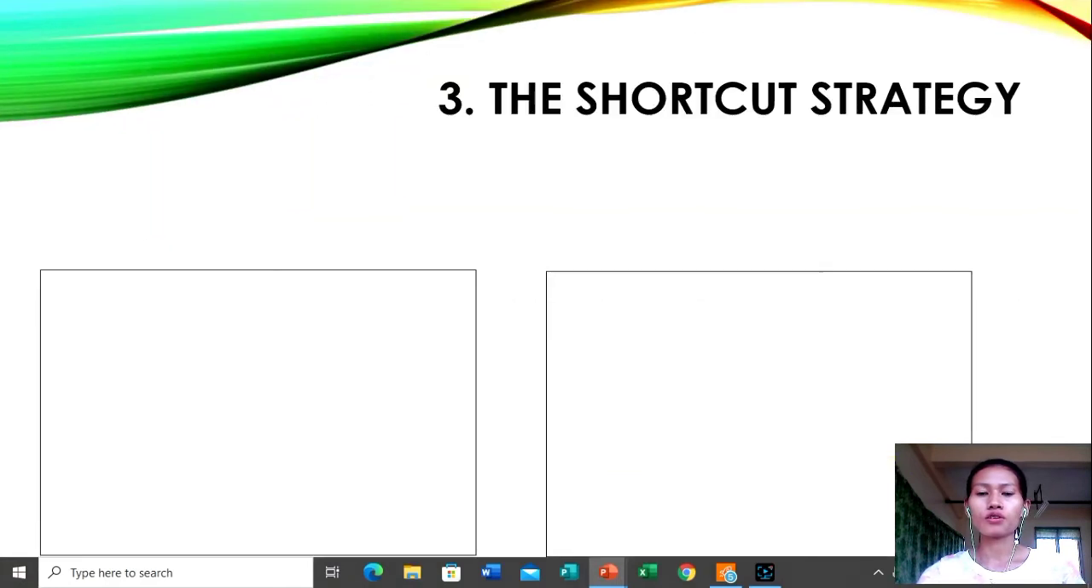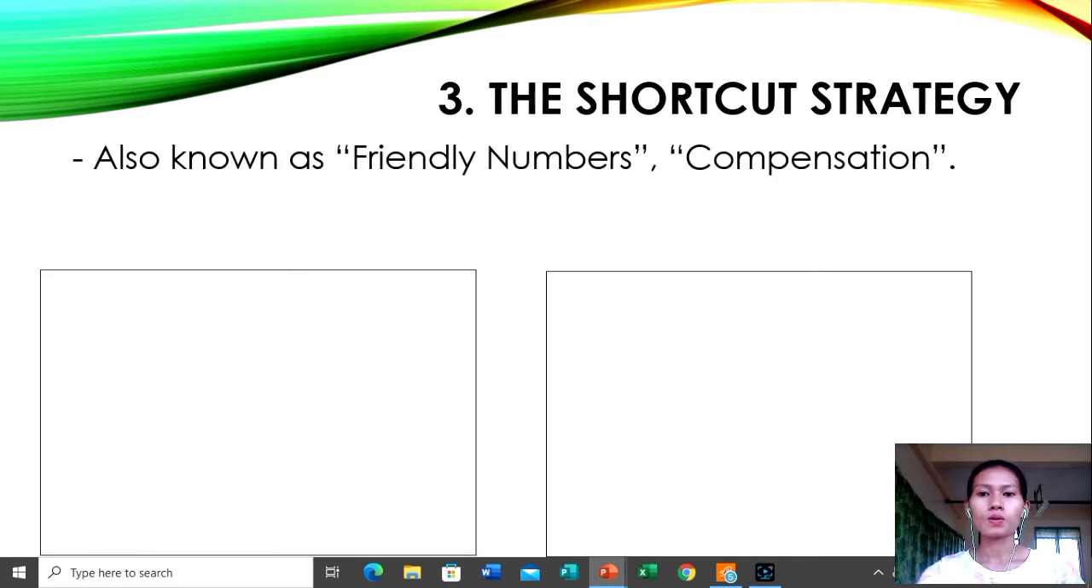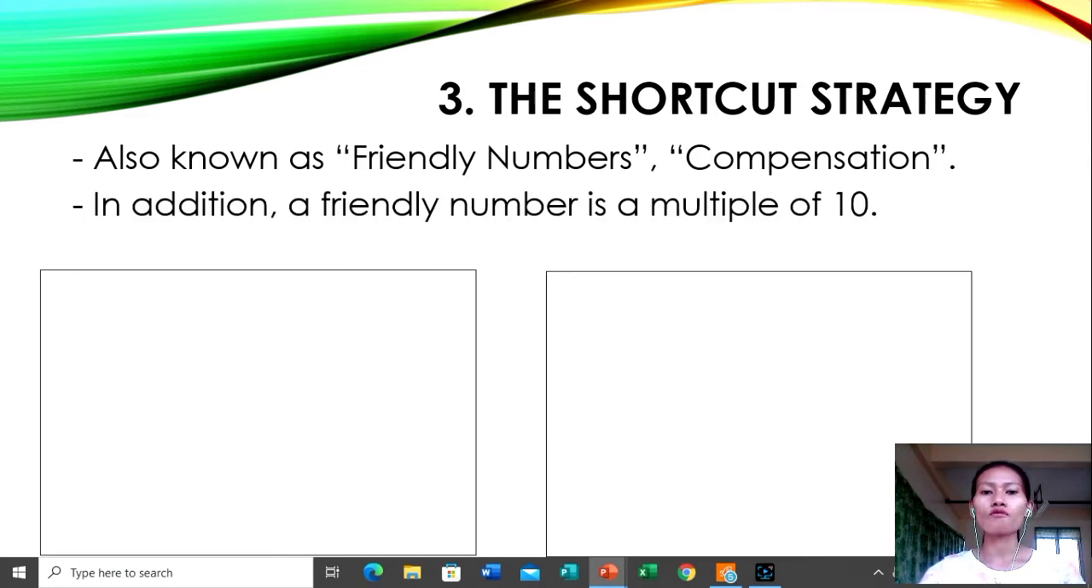Then, we have the third strategy, the shortcut strategy. So, how do we use the shortcut strategy in addition? So, shortcut strategy is also known as friendly numbers or compensation. So, shortcut strategy is changing one's number to a friendly number. So, in this case, in addition, a friendly number is a multiple of 10. So, to use this shortcut strategy, we have the example, 39 plus 54.